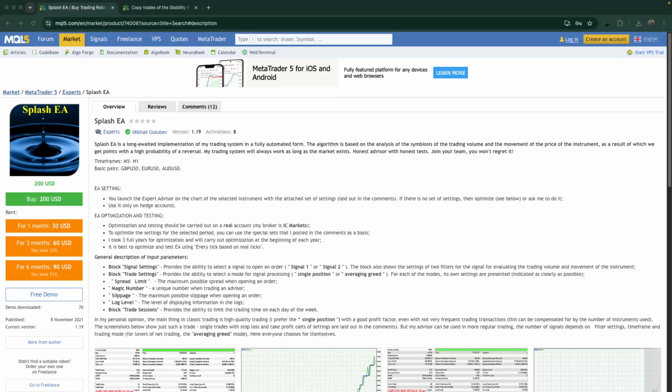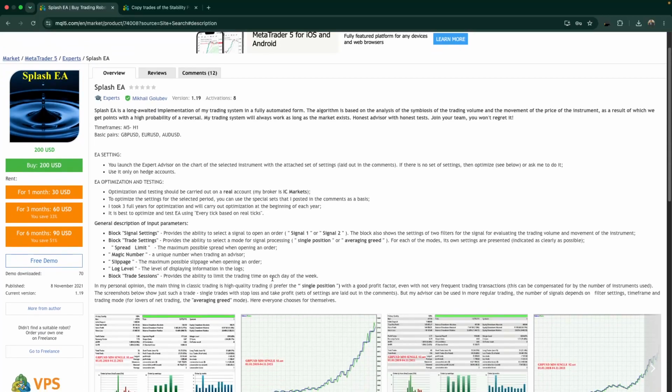In today's video we are going to be looking at the Splash Expert Advisor for MetaTrader 5. This is a volume and price action system for EURUSD on the 1 hour time frame, and it can run either single positions or averaging grid mode. The developer shows strong historical backtest with high win rates. I also ran a full test to see how it performs in recent market conditions, so make sure you watch to the end of this video to get the full breakdown of the Splash EA.